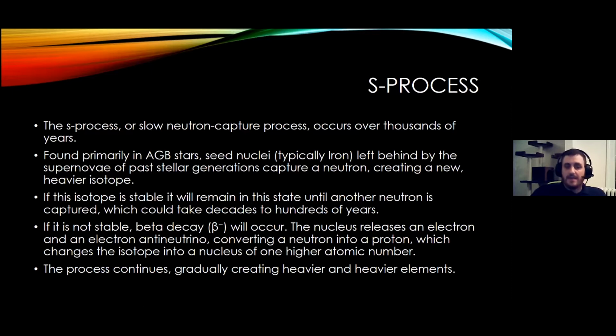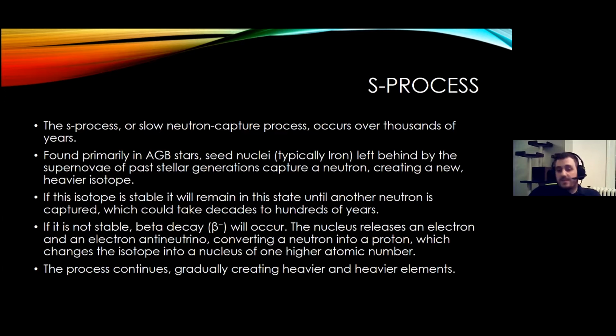So it'll take 10, 20, 50, 100 years before it captures another neutron. If it's a stable isotope, it'll just stay that stable isotope. If not, it'll be able to undergo beta decay whenever it needs to. In that, the nucleus releases an electron and an electron antineutrino, which, like I said before, converts the neutron into a proton and then changes the isotope into a nucleus of one higher atomic number. So it creates a new element that way.